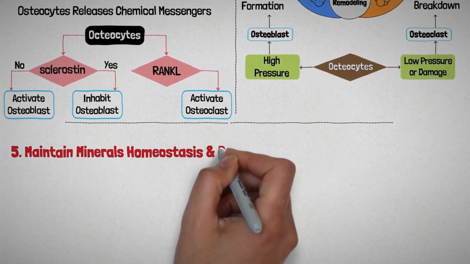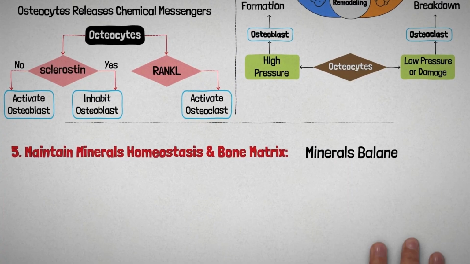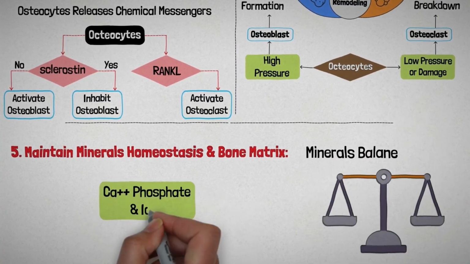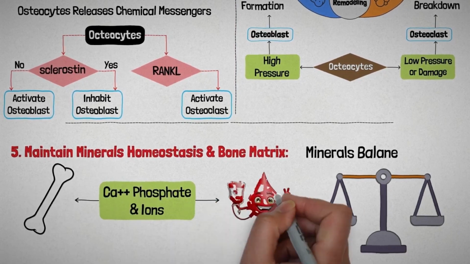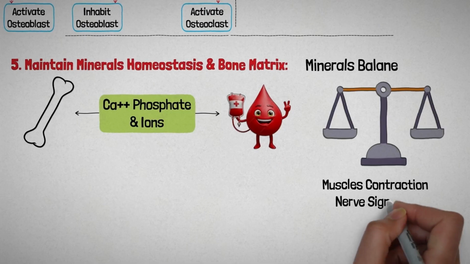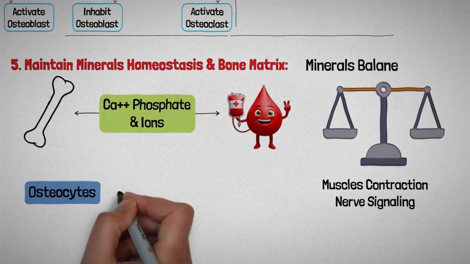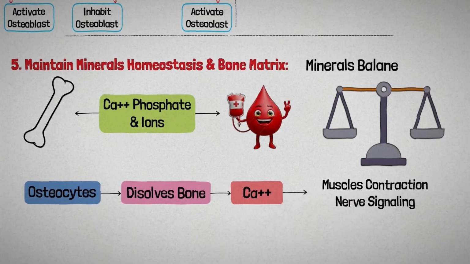Maintain mineral homeostasis in bone matrix. Osteocytes maintain the balance of minerals within the bone. They regulate calcium, phosphate, and other ions between the bone matrix and the bloodstream. When the body needs calcium, such as for muscle contraction or nerve signaling, osteocytes slightly dissolve the surrounding bone to release calcium. This process is called osteocytic osteolysis.